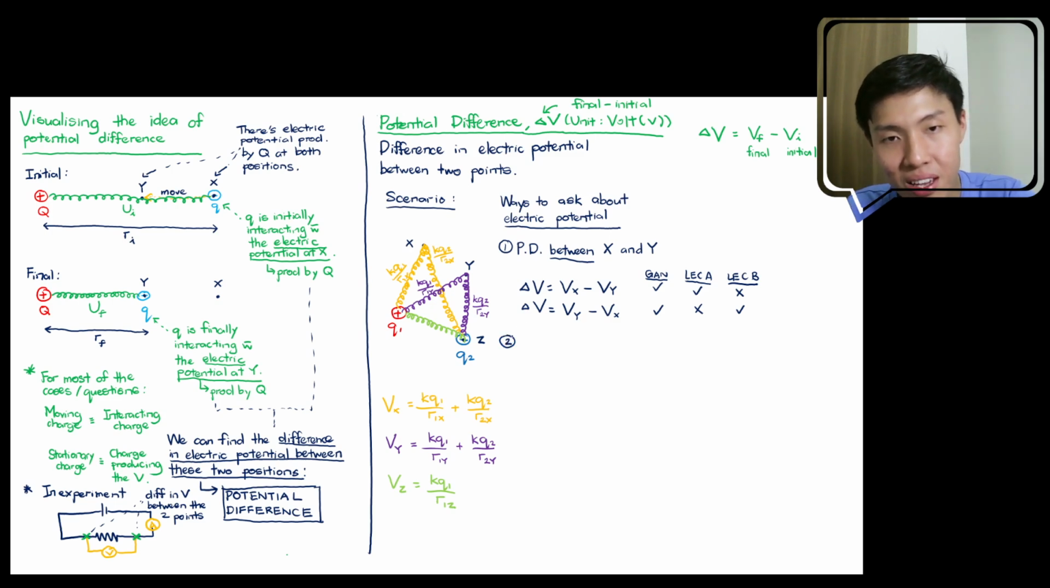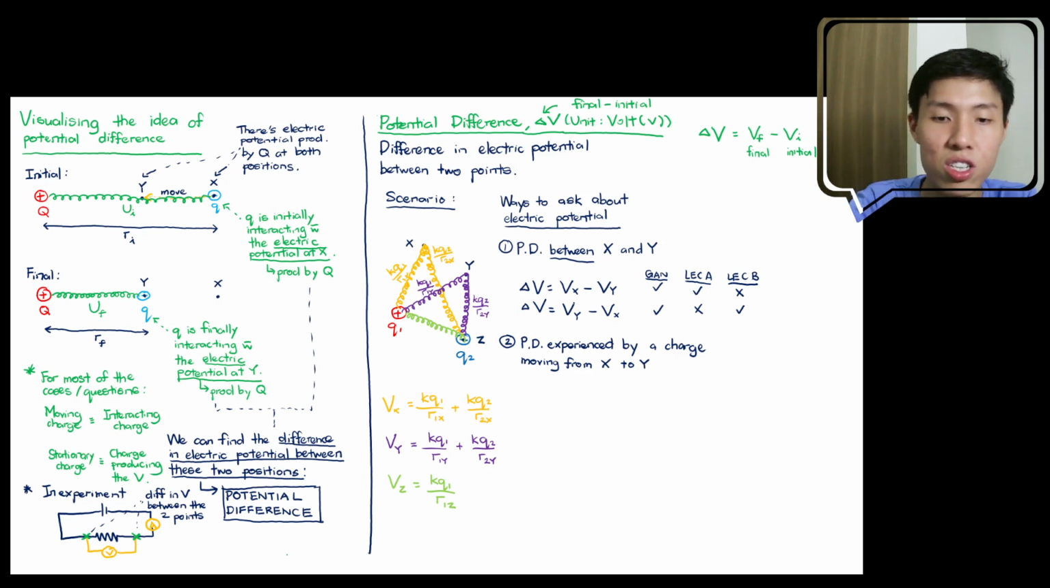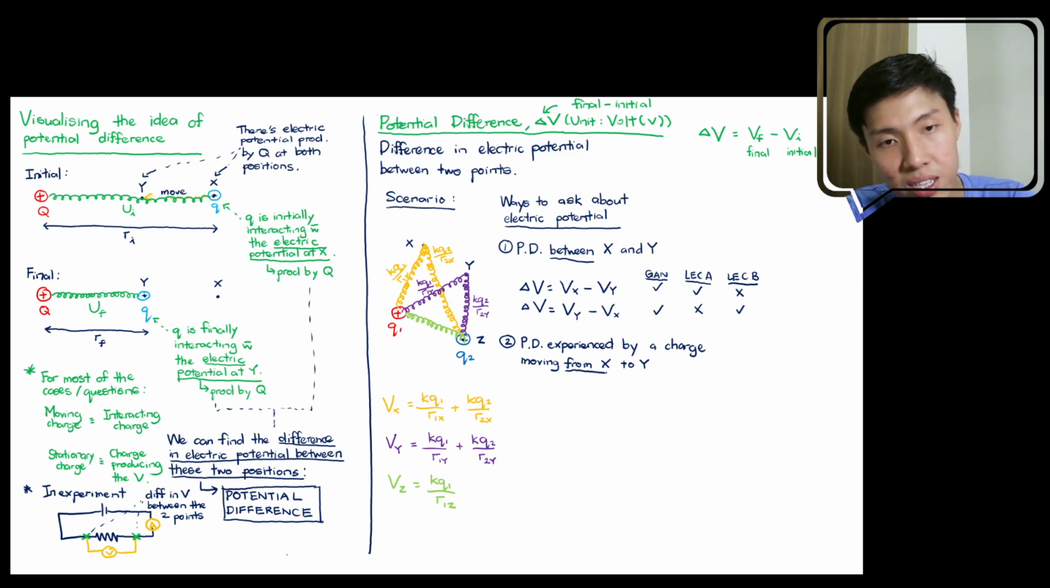The second way that we can ask about this is the potential difference experienced by a charge moving from X to Y. So there'll be a charge moving from X towards Y. If you see this kind of wording where it says clearly that it's from where to where, then I don't think there's any kind of doubt that you can have over here.